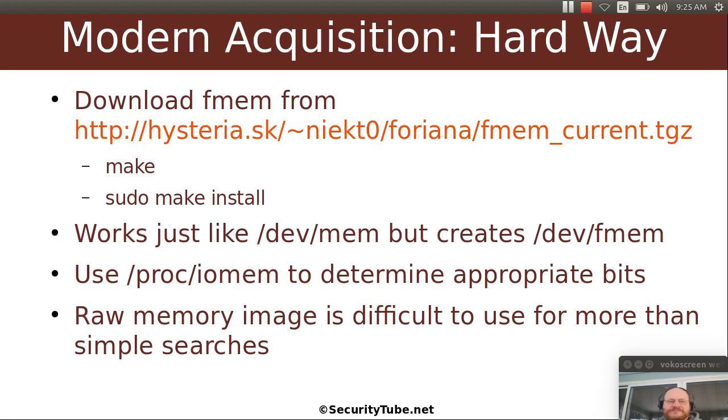Well, the hard way. You can acquire memory images from a modern system is to create a new device that acts just like the old mem device. And this new device is called fmem, for forensics memory. And if you go to this link I provided here, you can download the code for this. It's pretty easy. You do a sudo make install, and then it works just like devmem used to. You can treat it just like a file.